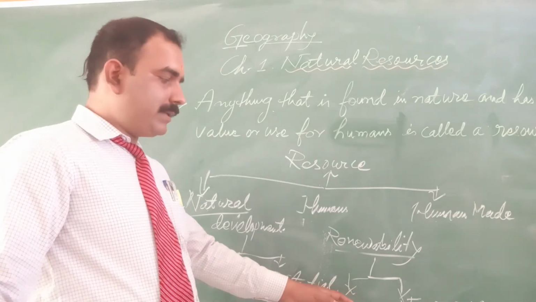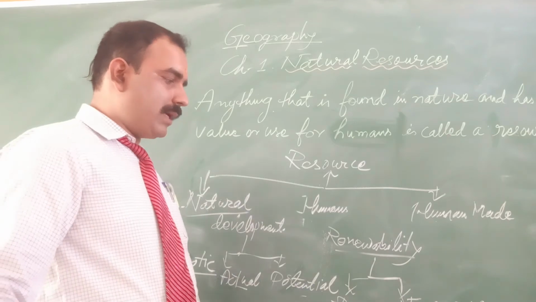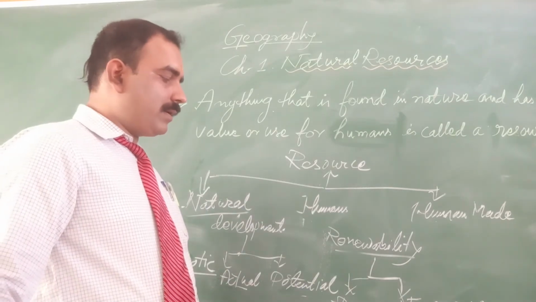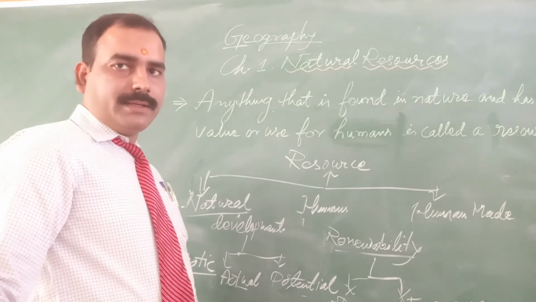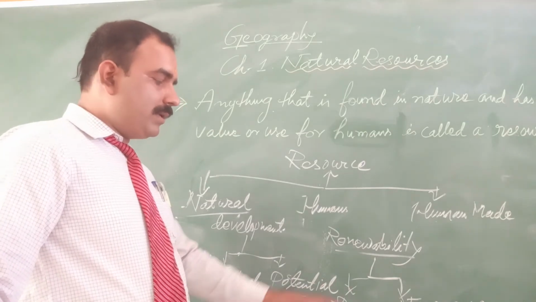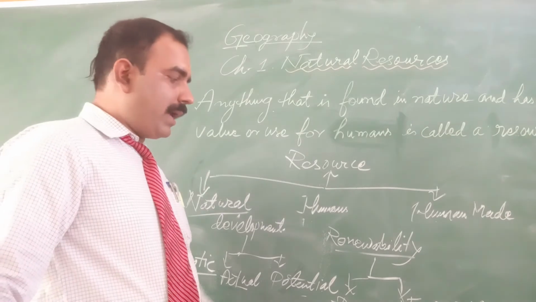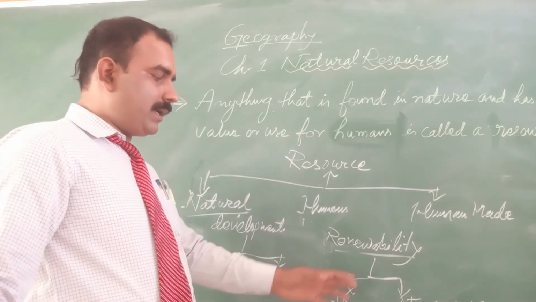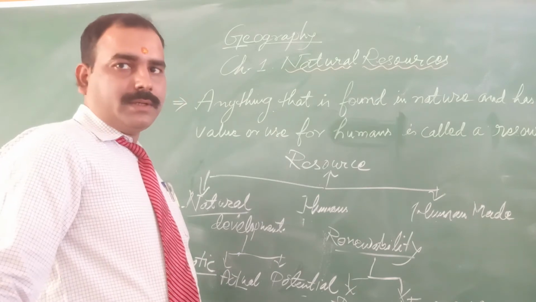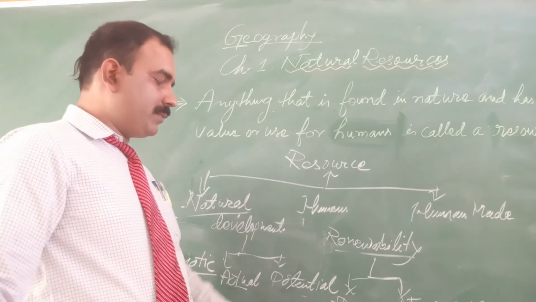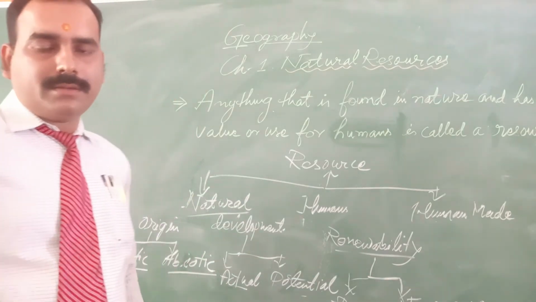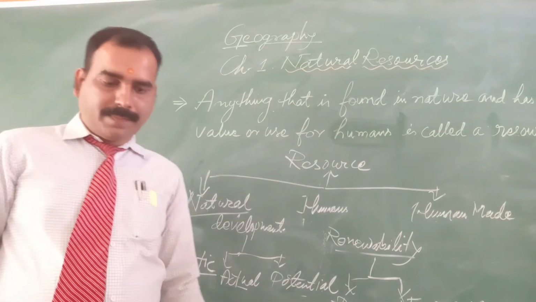Whereas on the other hand, non-renewable resources are those resources which cannot be renewed or replenished quickly. Example, iron ore, gold and petroleum. These are the things which cannot be renewed or replenished quickly. That's why these resources are called non-renewable resources.